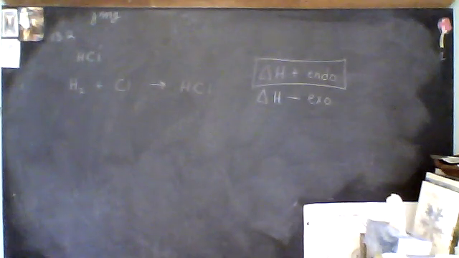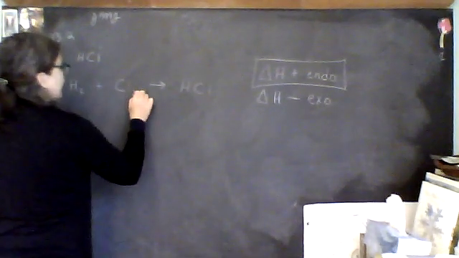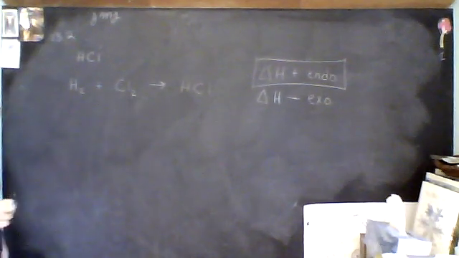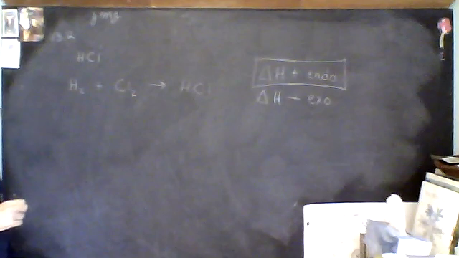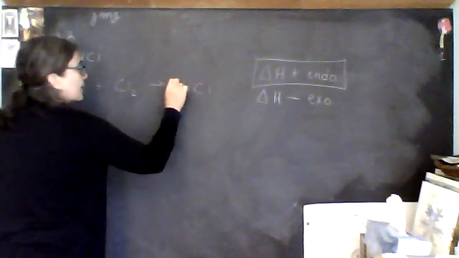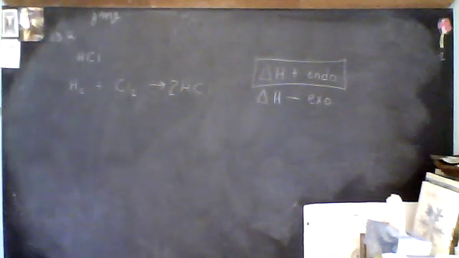Okay. How about chlorine? Is chlorine a homonuclear diatomic? No. It is. Oh. Should have put a 2 here. So we have H2 plus Cl2. So to balance it, what do I need on the other side? 2HCl. Okay. Now what?